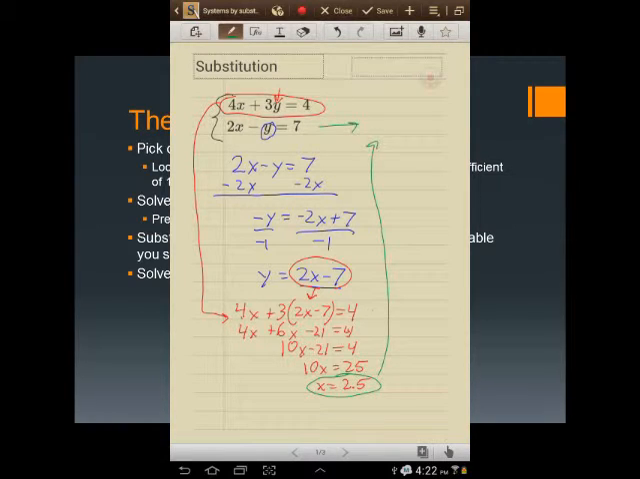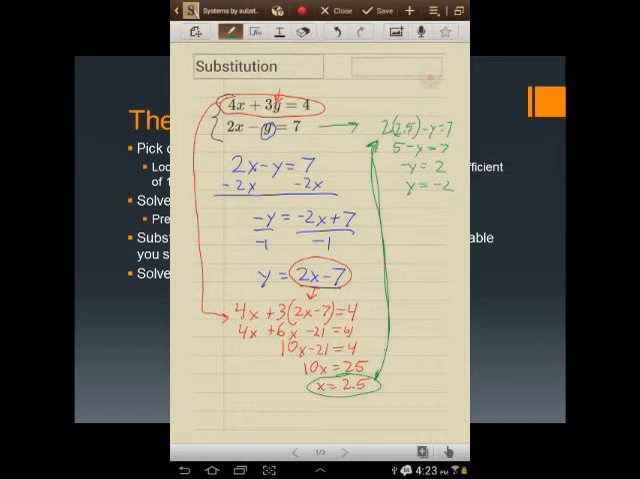Now notice how I'm taking this value, this 2.5, and bringing it all the way back up to one of my original equations. That's the back substituting. So I'm plugging 2.5 in for x. 5 minus y equals 7. Subtract 5. Y equals negative 2.